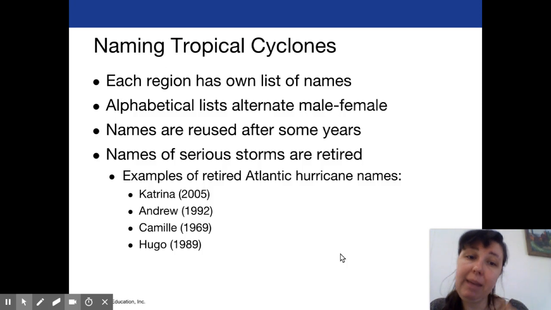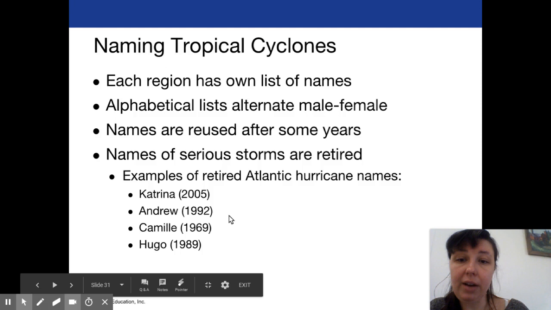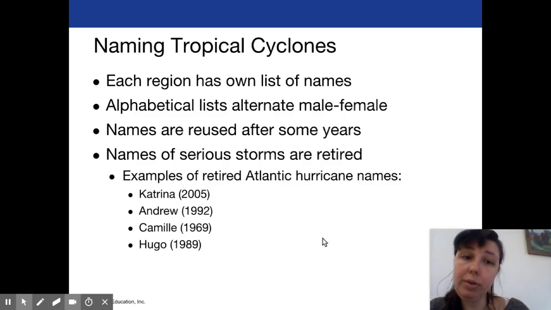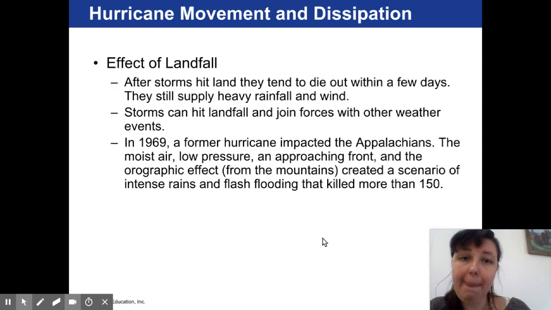And if the name is something that'll bring up a lot of emotions, or create confusion or any type of connotation because the storm was so catastrophic or had such huge numbers of loss of life or so much damage that it would create emotional distress, we've actually retired those names. So they've taken them out of the list and we can't name them that. Some examples of retired names are Katrina, Andrew, Camille, and Hugo. We don't use those. They're taken out of the list.